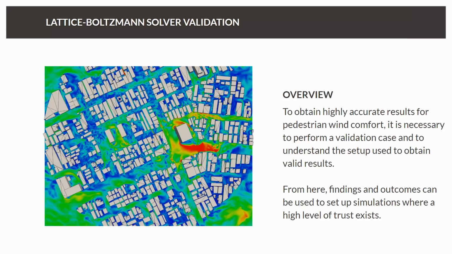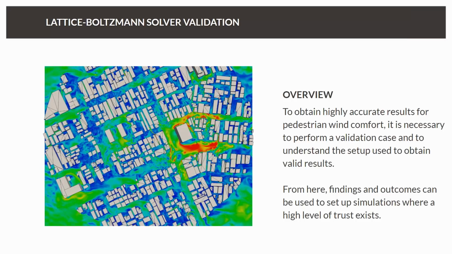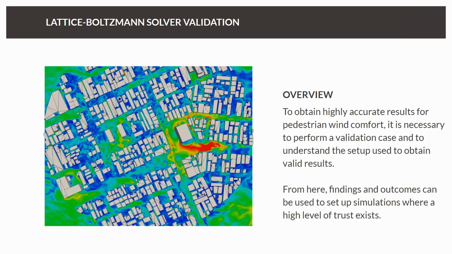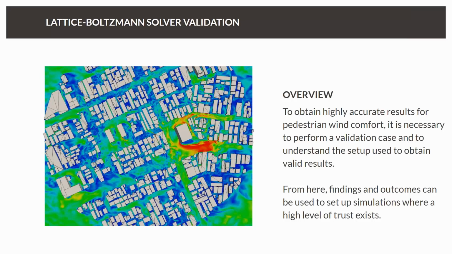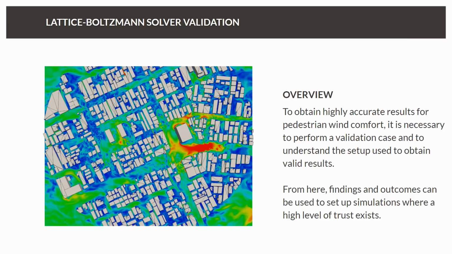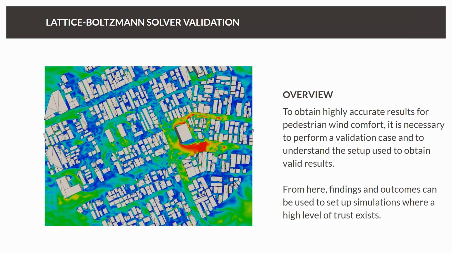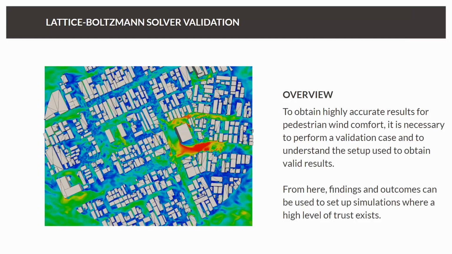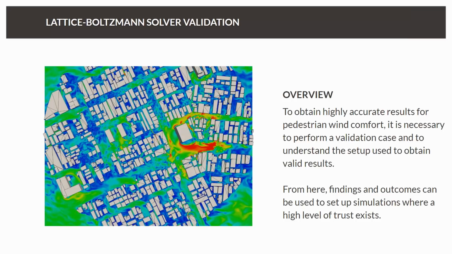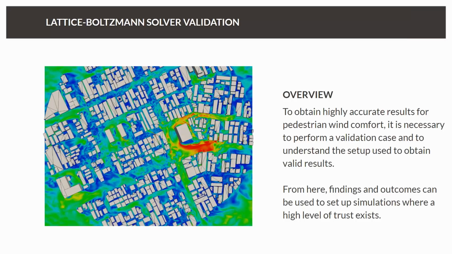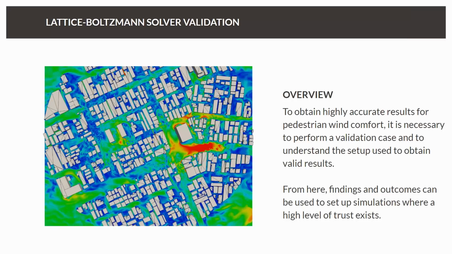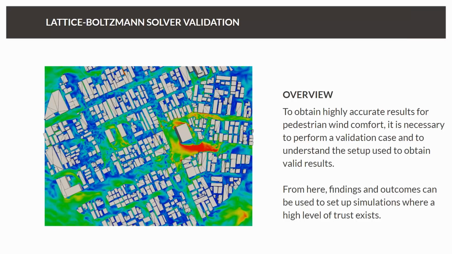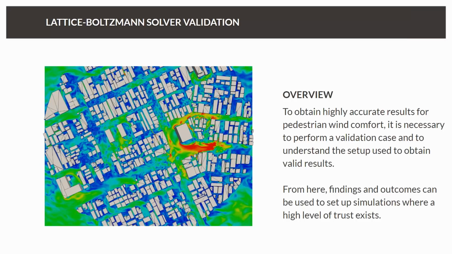How do we know that the results we're getting are accurate? Well, the answer is we need to run a validation case, because not only do we need to have trust in the solver, but we also need to understand from an engineering perspective what leads us to valid results. In the next few slides, I'm going to outline what this case does and where it comes from. And later on, we're going to discuss the results, the meanings, and how accurate it actually is.